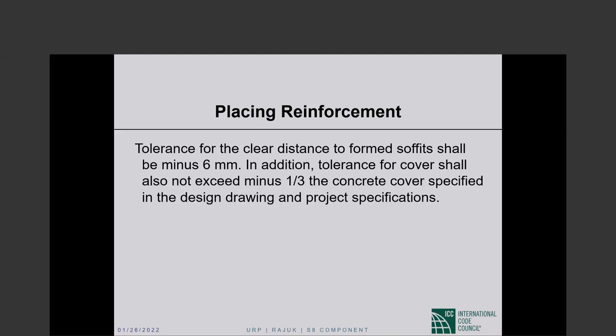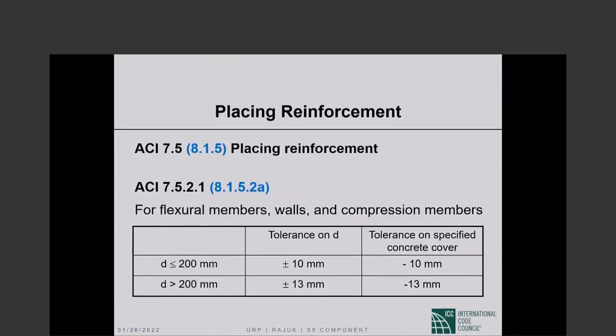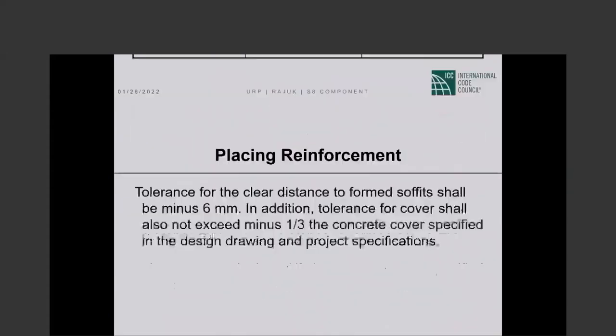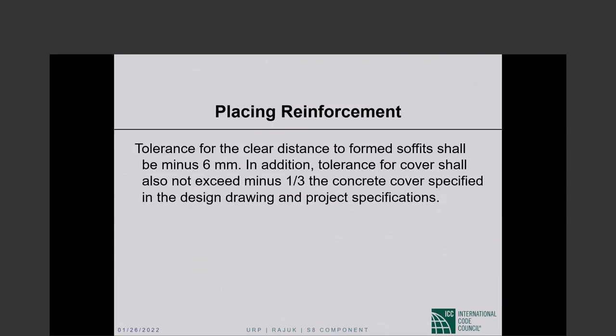In addition, tolerance for cover shall also not exceed minus 1/3 of the concrete cover specified in the design drawing and project specifications. So the minus 10, minus 13 that we had in the table is subject to this further qualification that tolerance for cover shall also not exceed minus 1/3 the concrete cover specified. So if the specified value is 20 millimeters, the tolerance is 7 millimeters. No more than that.